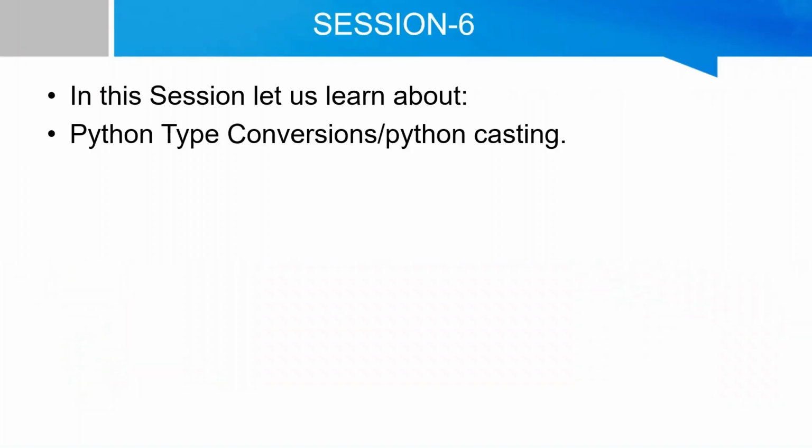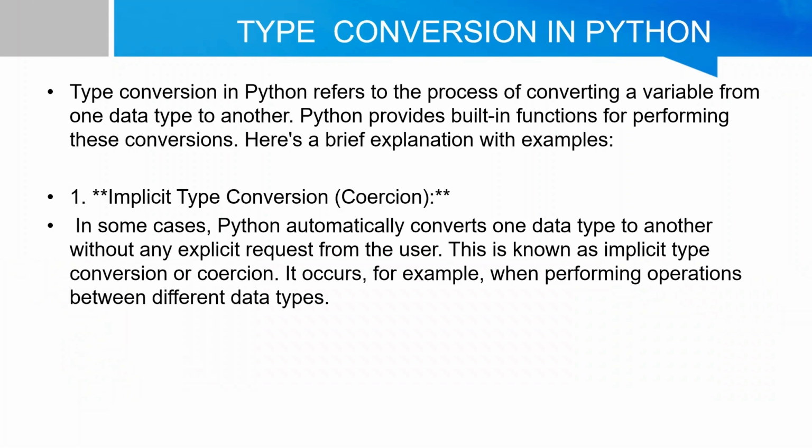In the last session, we have learned data types in Python. In today's session, let us learn about type conversion in Python. In Python, type conversion is a process of converting a variable from one data type to another. Python provides inbuilt functions for performing these conversions. Here is a brief explanation.